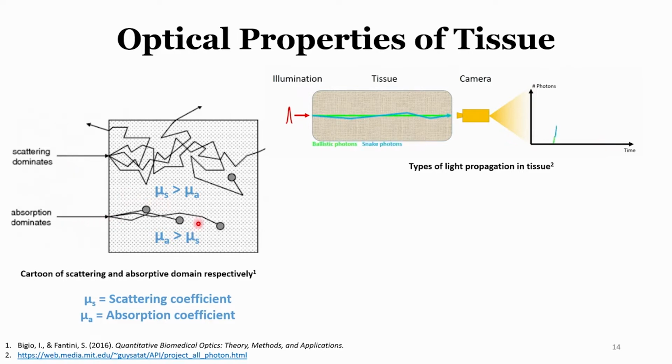In the bottom part, what we assume is that mu a, that is the absorption coefficient, is higher as compared to the scattering coefficient. So, what we observe over here is that the photons are getting absorbed rather than getting scattered. Here it is still getting scattered, as you can see there are slight scattering events, but eventually they are getting absorbed within the tissue.